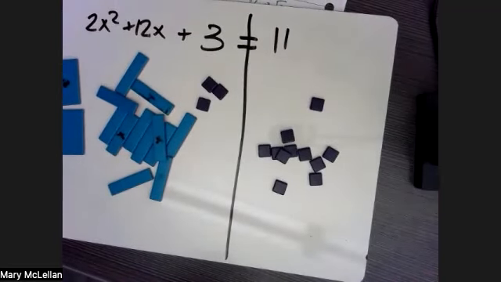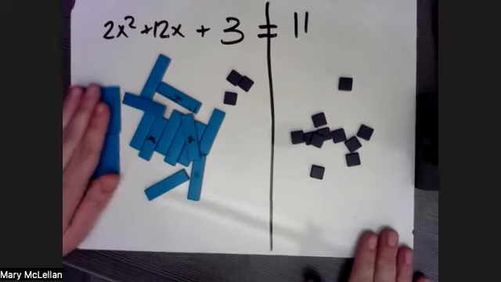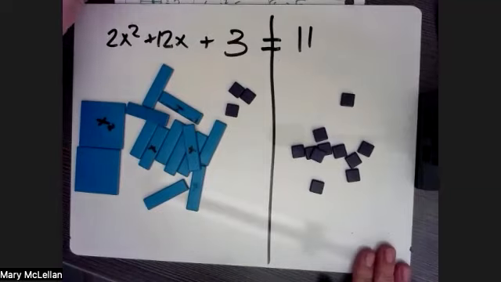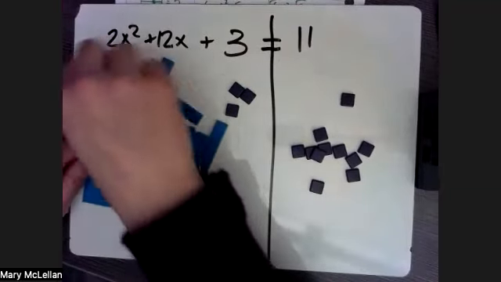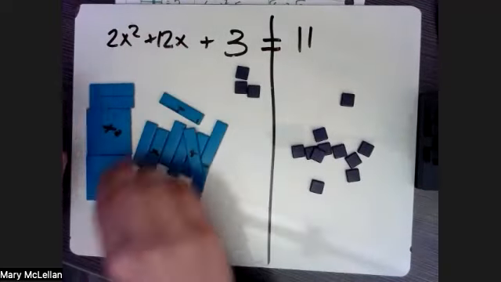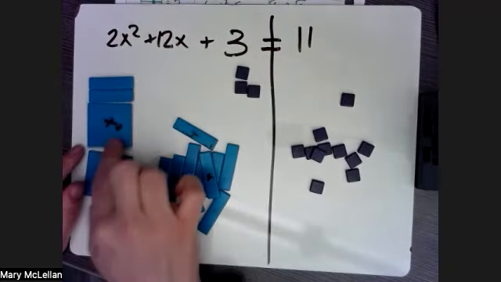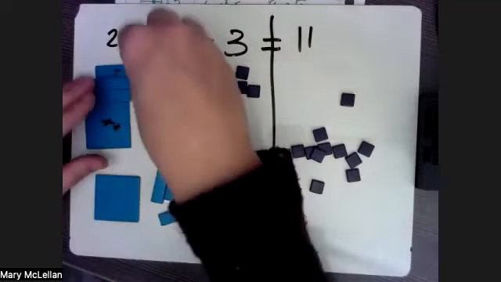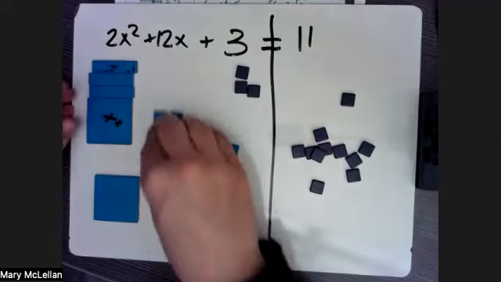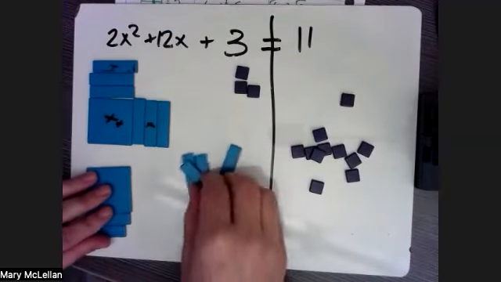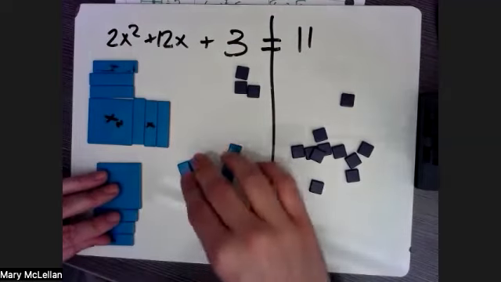I'm going to proceed as usual with a couple of changes. First of all, I noticed that when I have my square, I'm going to ignore the 3. I'm not going to be able to make a square right here. I'm going to actually have to make 2 squares, 2 separate squares. So instead of dividing the 12 into 2, I'm going to divide it into 4 so that I can have 2 separate squares.